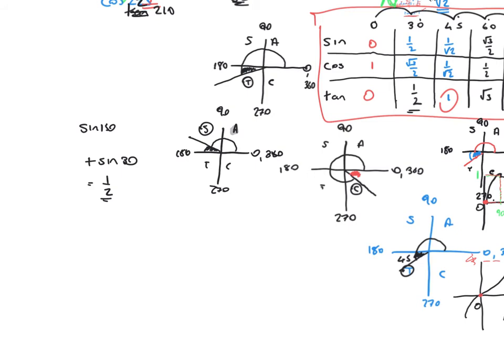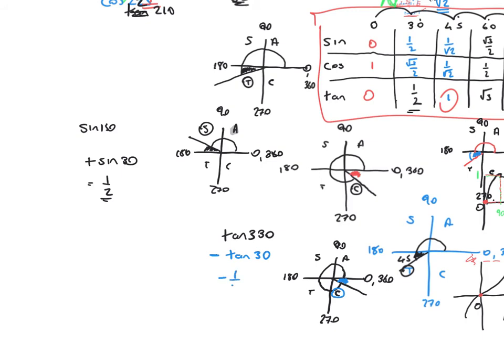Okay, next one, let's go for tan 330. Okay, so 0, 90, 180, 270, 360, 90, 180, 270, 330. Okay, we're in the cosine quadrant. Tan is negative in the cosine quadrant. My acute angle there is 30 degrees, minus tan 30. Tan 30 then is 1 over root 3, so it's minus 1 over root 3.